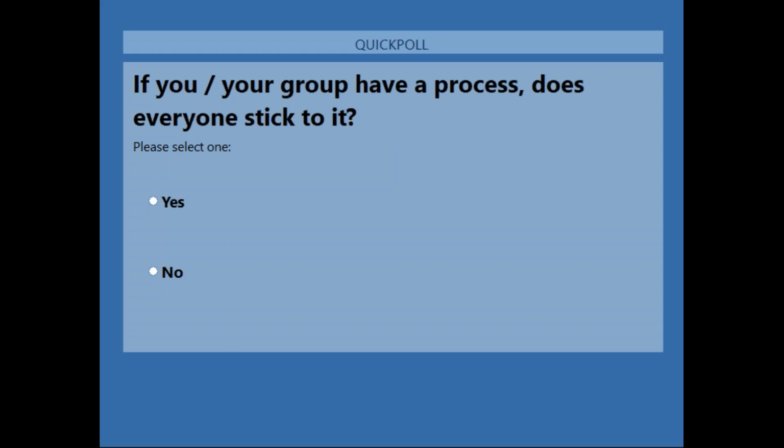So go ahead. All right, can you guys let us know if you or your group have a process? Does everyone stick to it? You can choose either yes or no for that one. And this really goes back to that last question. Remember, we were talking about the process. And while about 2/3 of you don't necessarily have a succinct process, it'd be interesting to find out whether or not you're sticking to any sort of unnamed process.